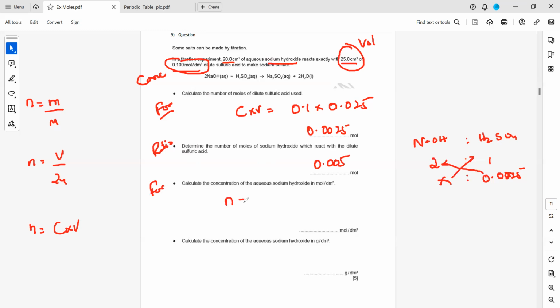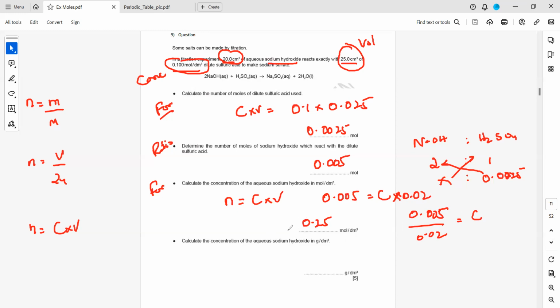So how to get the concentration? Moles equal concentration times volume. The moles of sodium hydroxide were 0.005. Concentration we don't know. And what about the volume of sodium hydroxide? That is 20 cm cube, but volume should always be in dm cube. So it will be 0.02. We'll always divide by 1000 to convert cm cube to dm cube. So when we divide 0.005 by 0.02, this will give us the concentration of this solution in moles per dm cube, which is 0.25. So 0.25 moles per decimeter cube.